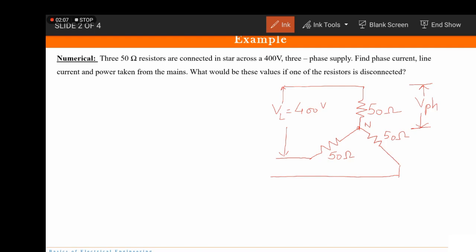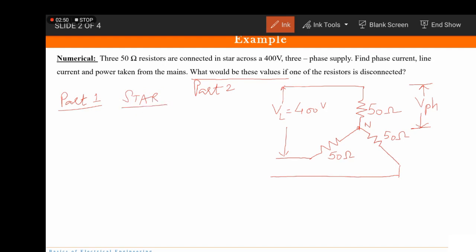Then it says that what would be these values if one of the resistors is disconnected. Okay, so that we shall discuss after some time. So let us divide the whole numerical problem or statement into two parts. Okay, let us say that this portion is part 2. Fine. So what we will be doing is now we will be dealing with part 1, wherein the circuit diagram is shown in the figure.